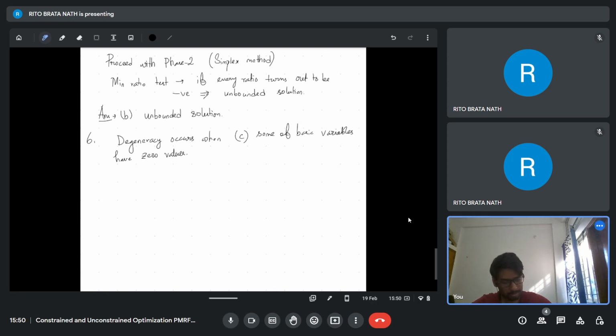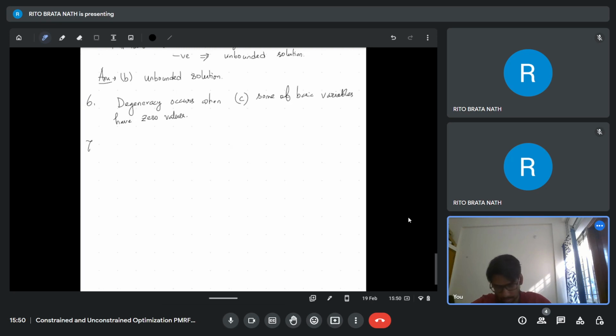Let's move on to the seventh problem. When there is a tie in selecting the departing vector, the next solution is bound to be degenerate. So that's the answer. So let's write down.